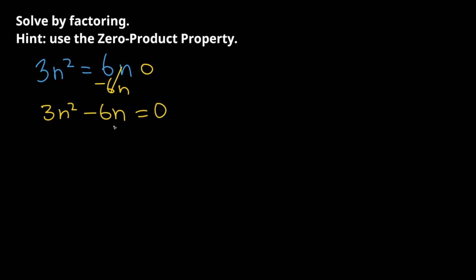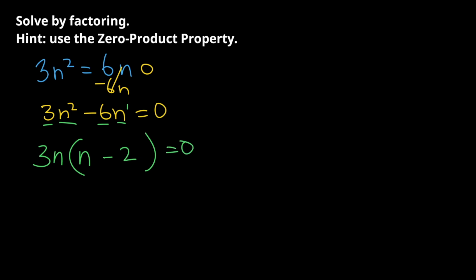Now we want to look for any like terms or any greatest common factors. So if we look at just the number portion, they both have a factor of 3 in common, so we can factor out a 3. And they both have at least one n in common, so we can factor out an n. So what goes inside the parentheses? 3n squared divided by 3n, we just have an n left over. Negative 6n divided by 3n, we just have 2 left over.